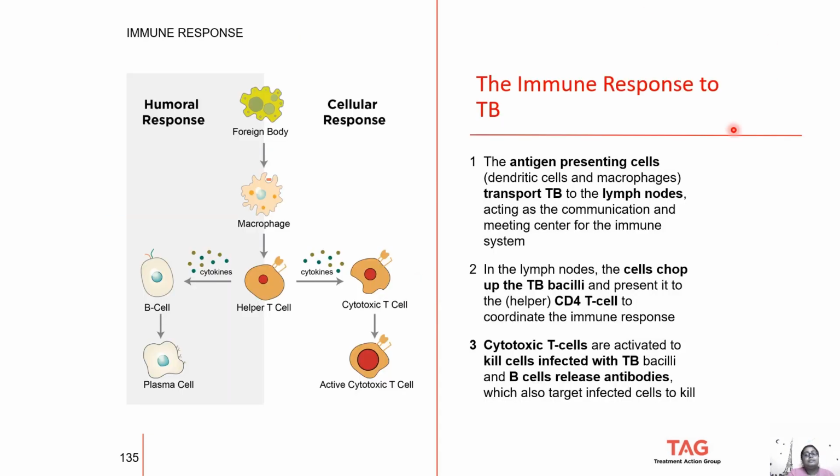Okay. So what is the immune response to TB? So the antigen presenting cells, or APCs, the dendritic cells and the macrophages, transport TB to the lymph nodes, acting as the communication and meeting center for the immune system. So in the lymph nodes, if you see, the cells chop up the TB bacilli and present it to the helper CD4 T cell to coordinate the immune response. The cytotoxic T cells are activated to kill cells infected with TB bacilli, and the B cells release antibodies which also target infected cells to kill.